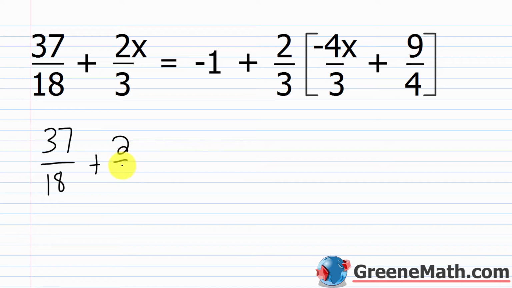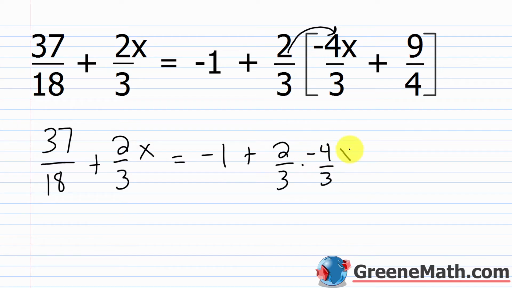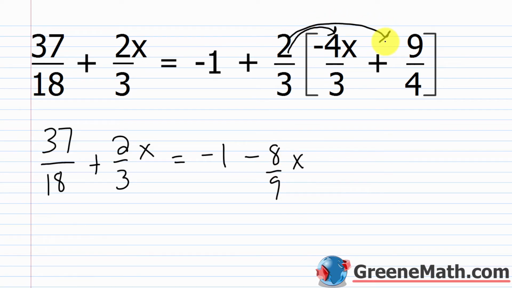So I have 37/18 over here, plus 2/3 x equals -1 plus, I'm going to remove the brackets. 2/3 times -4/3 x. So 2 times -4 is -8. 3 times 3 is 9. So this would be -8/9. So I'm going to put minus 8/9 times x.